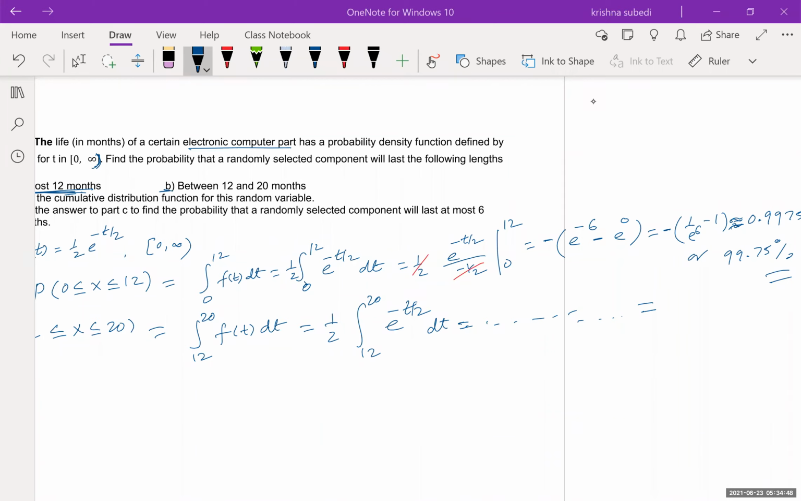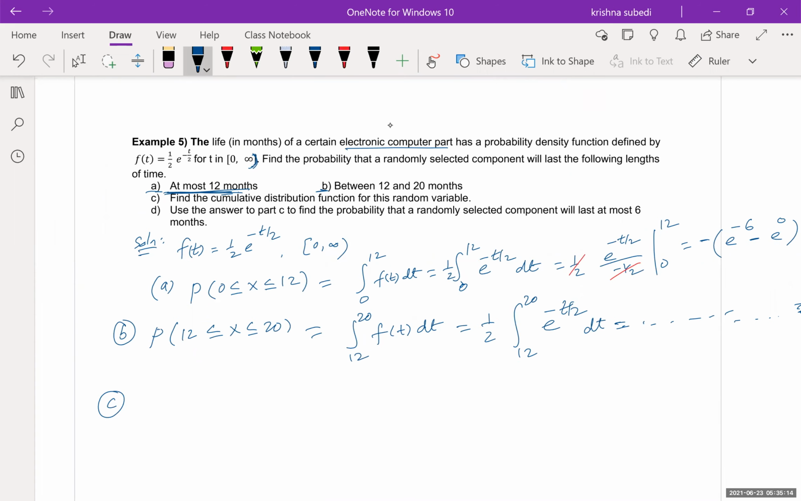So yeah, some of you got the answer to be approximately 0.0024, and all right, so that's the probability, which is pretty low. Okay, all right, and now part C.